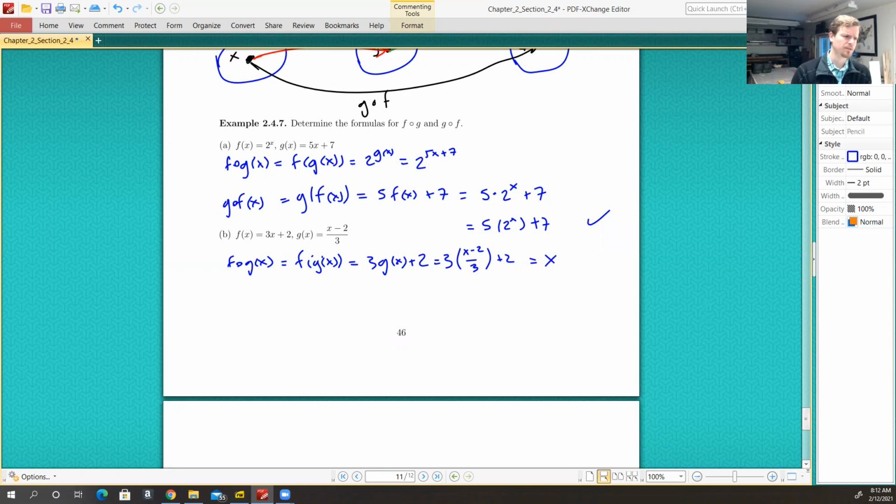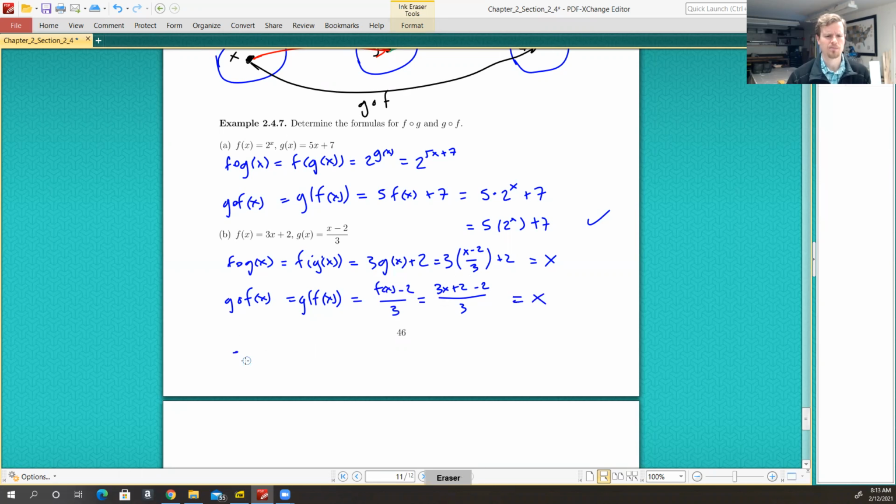Interesting. And then G composed with f of X is equal to G of f of X, which would be f of X minus 2 divided by 3. And f of X is 3x plus 2. And then we have a minus 2 divided by 3. Of course, 3x plus 2 minus 2 is 3x. 3x divided by 3 is just x. Interesting.